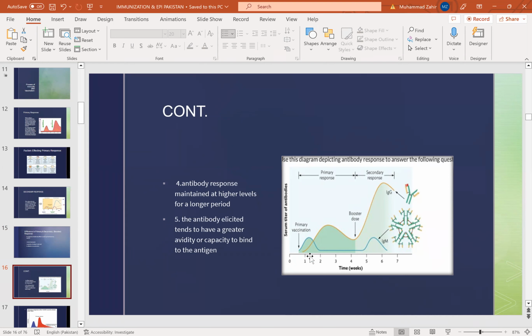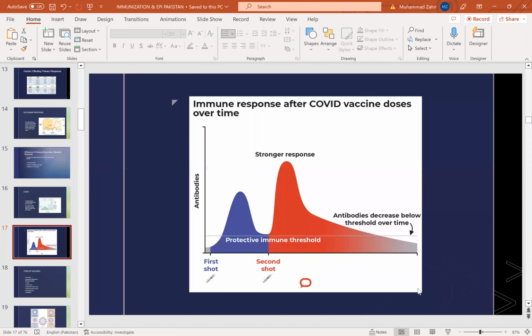So the antibody produced as a result of primary vaccination and the booster dose, you can see that the level of IgG is quite high in the secondary response.